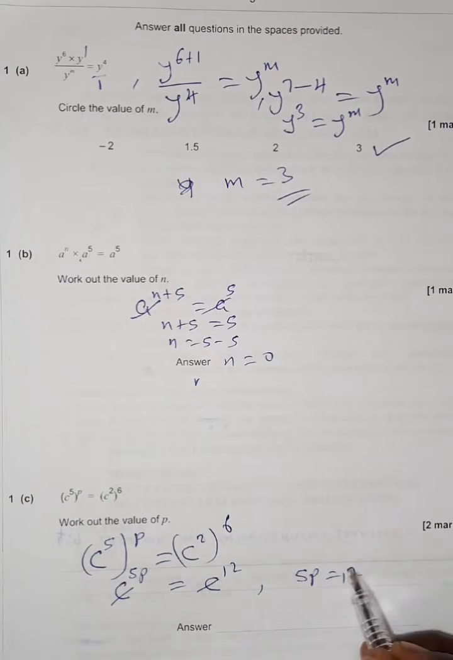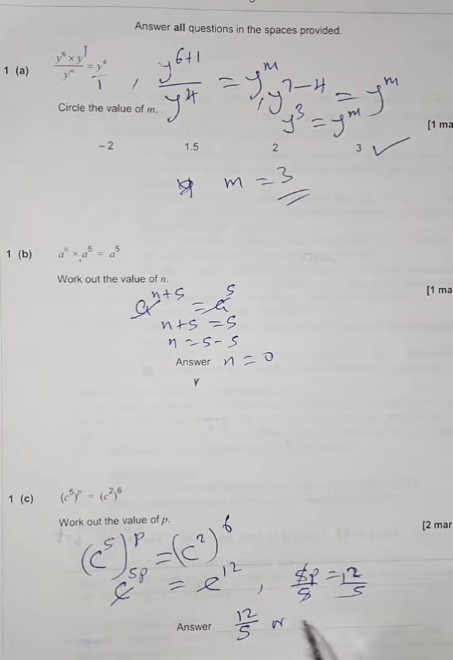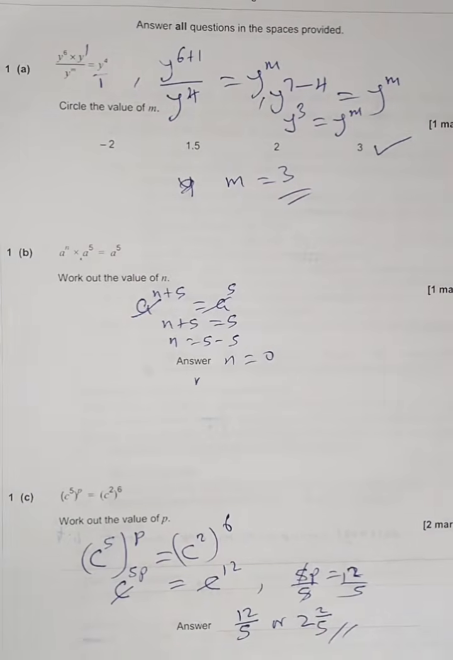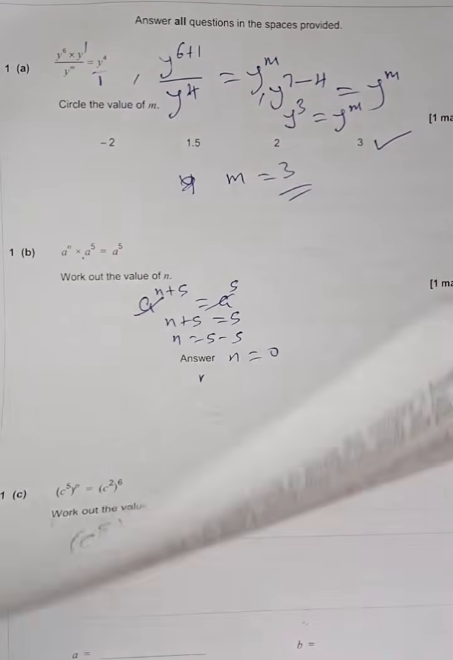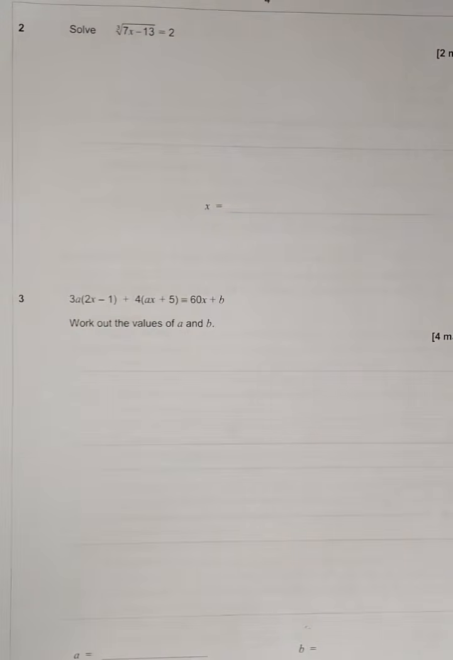We divide both sides by 5. This will cancel this one, leaving the answer in fraction. So p is equal to 12 over 5, or 2 and 2 over 5. So this is how we solve these simple GCE questions. I will go to the next one.